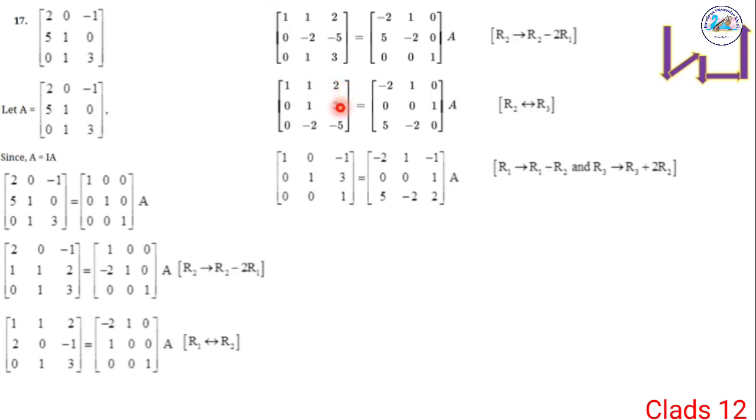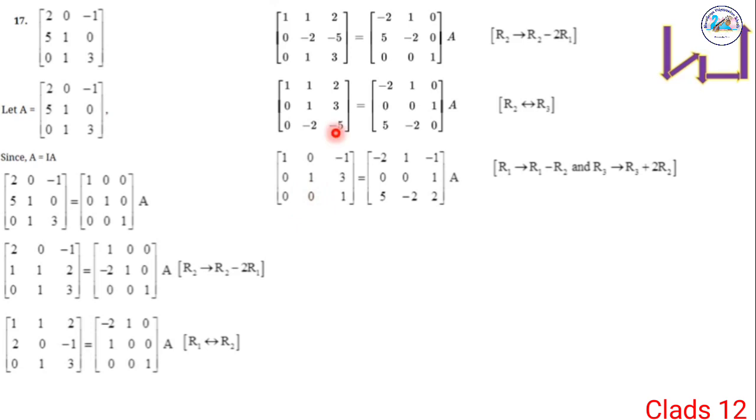2 minus 3 is minus 1. R2 remains the same, 0 1 3 remains the same, and R3 changes to R3 plus 2R2. R3 is 0 plus 2 into 0, which is 0 only. Next, minus 2 plus 2 into 1. Minus 2 plus 2 becomes 0.